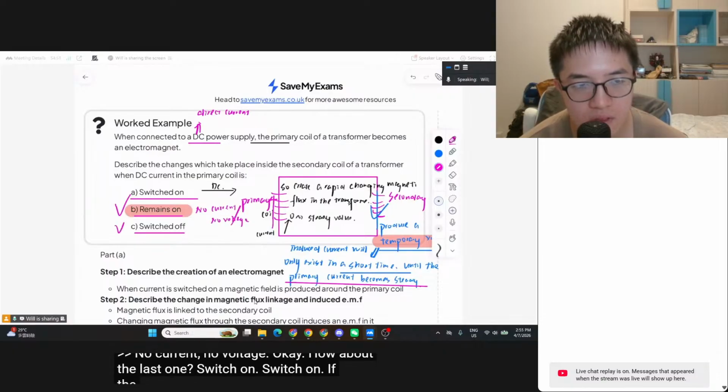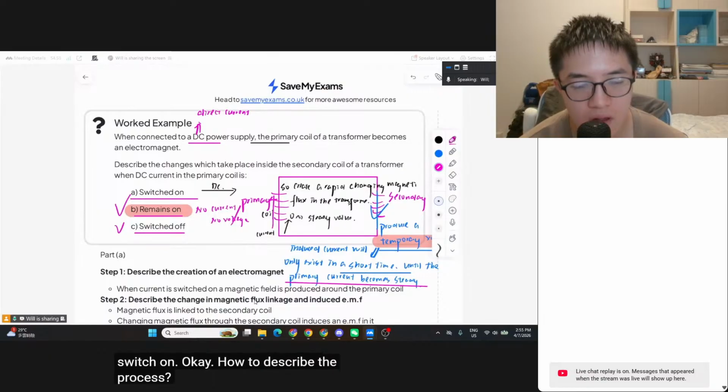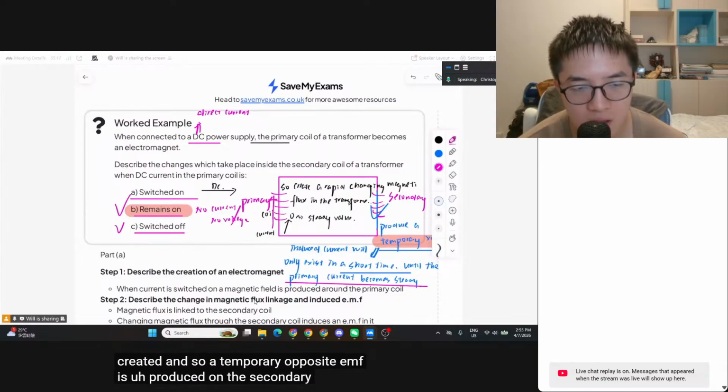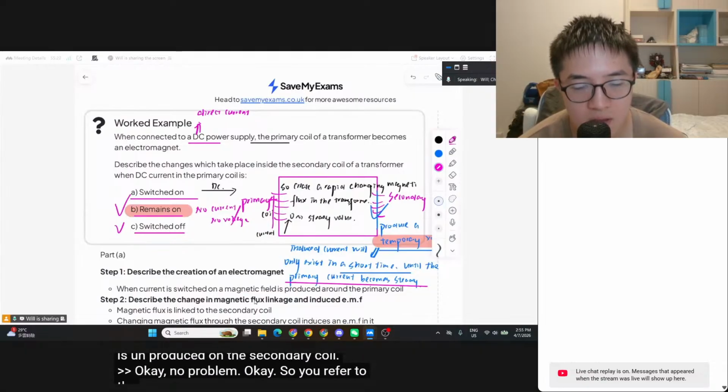If the DC current in the primary coil is switched off, how to describe the process? An opposite EMF is induced. I think an opposite magnetic flux will be created, and so a temporary opposite EMF is produced in the secondary coil. Okay, no problem.